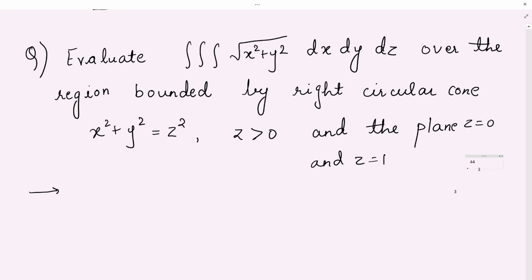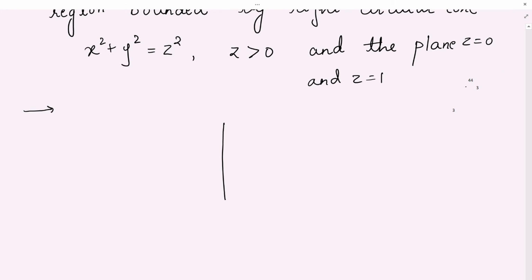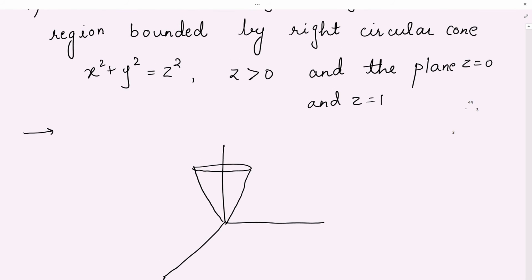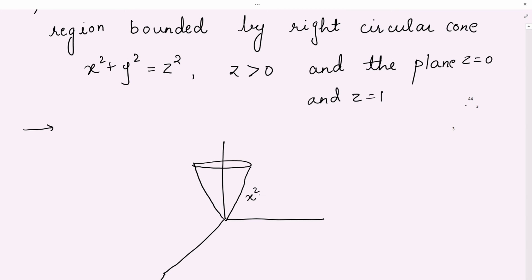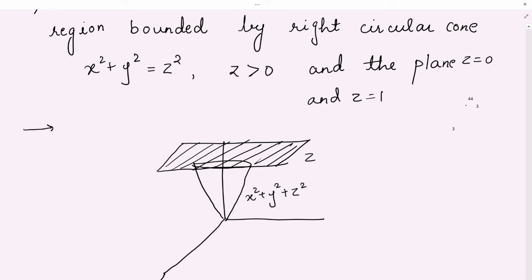Now if we imagine this diagram, a right circular cone is x square plus y square equals z square. First we'll find the limits of z, but there are too many values of z, so we get confused which will be the lower limit and which will be the upper limit. So let's imagine this diagram. This is a cone, and a plane z is equal to 1. That will be a parallel plane, something like this.